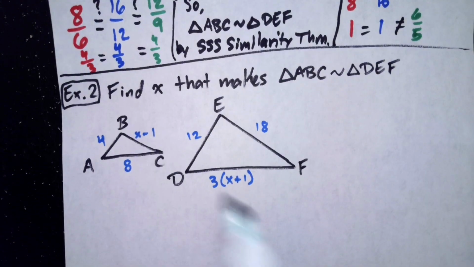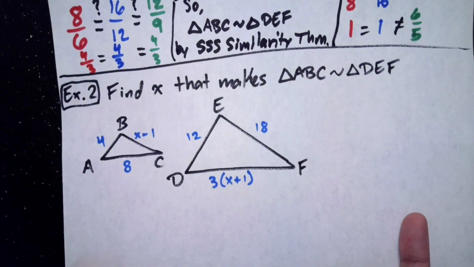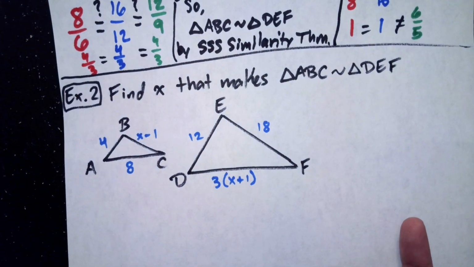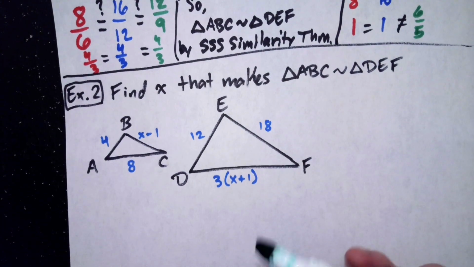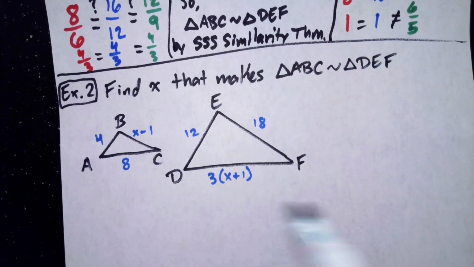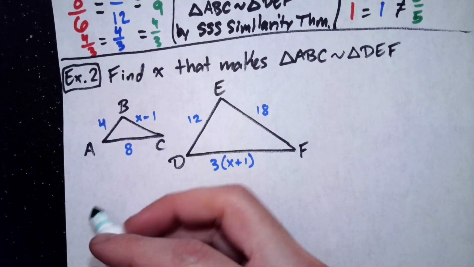In this case, however, we don't really need all three fractions. We only need two fractions. One of them has to carry the x, obviously, otherwise we cannot solve for x. So I'm going to go ahead and pick BC, which is x minus 1.